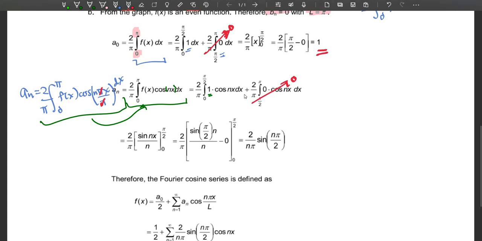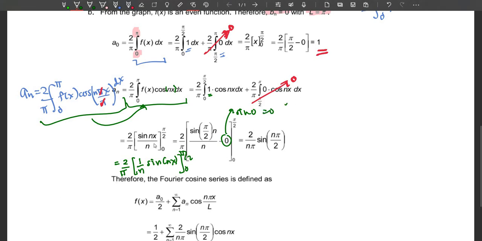So the integral of cos nx is 1 over n sin nx. As I mentioned earlier, I would prefer if you write it like this: 2 over pi, open the bracket. Differentiating nx gives n, so 1 over n, and then integrating cos nx gives sin nx, from 0 to pi over 2. Then only do you substitute the values. So right now you have An equal to 2 over n pi sin(n pi over 2). The 0 part is equal to 0 because sin 0 is equal to 0.